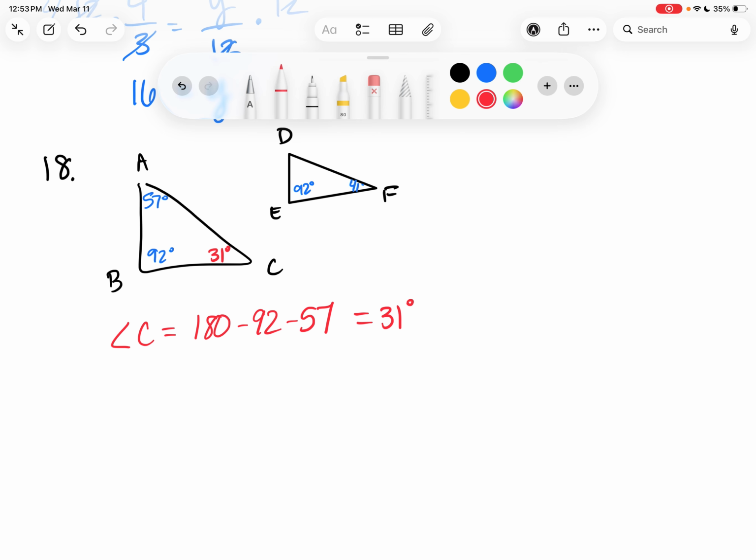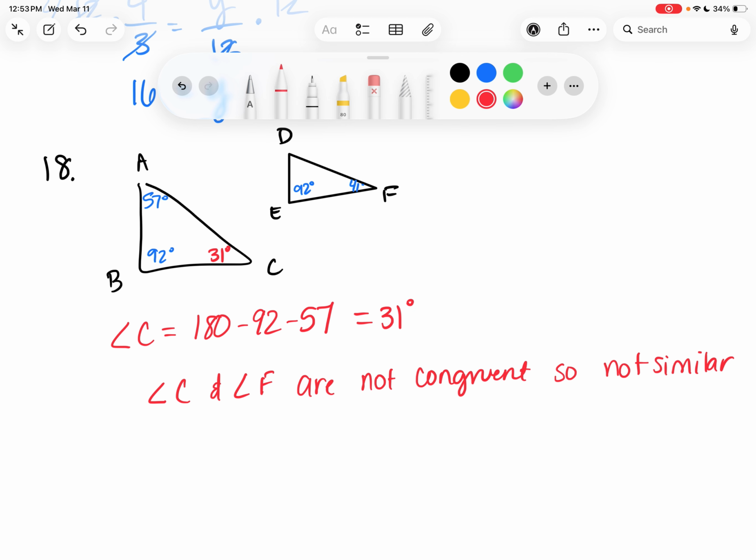So, are these similar? Nope. So this one, angle C and angle F are not congruent to each other. And the other thing is if it was upside down or backwards, 57 obviously is also incongruent to 41, and so that would be our clue right there. So at this point I would stop and just say angle C and angle F are not congruent. So not similar.